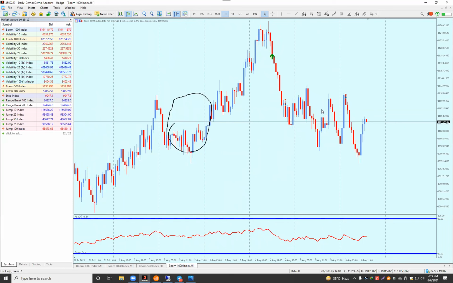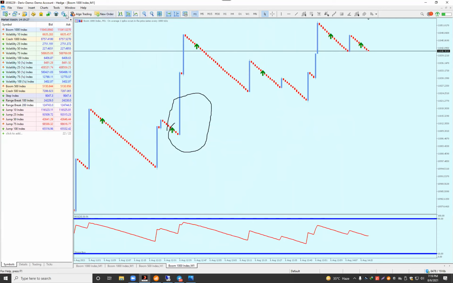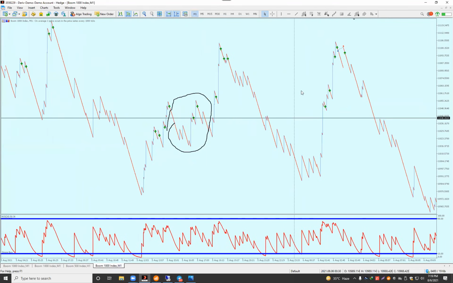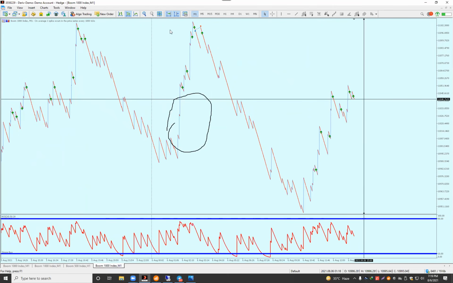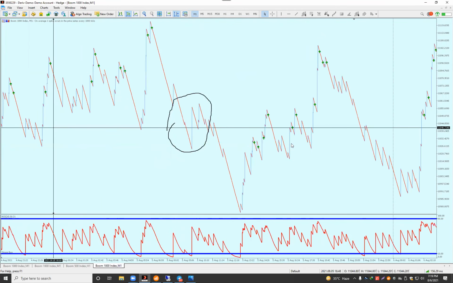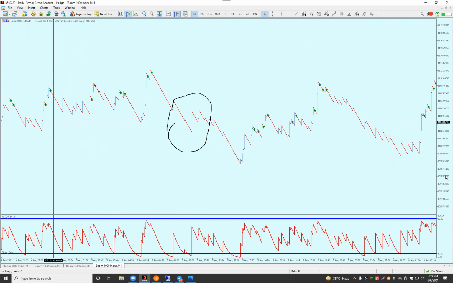This area is a ranging market, right? In this ranging market, how it is showing the signals, and then we will find on the uptrend also. See, this is a ranging market, right? In the ranging market, how many signals you are getting? 5 to 6, sometimes 7 to 8, sometimes 10 signals, right?